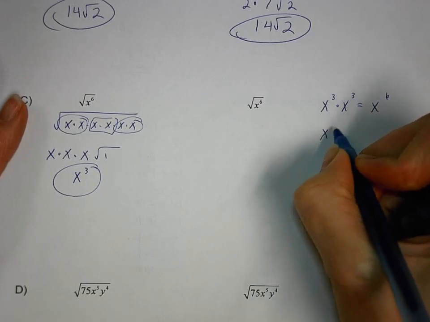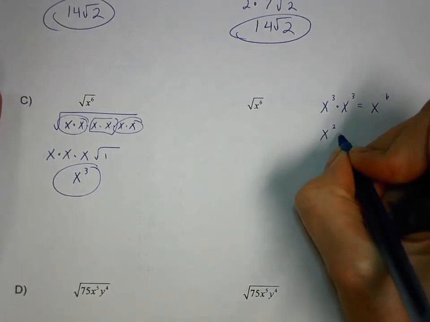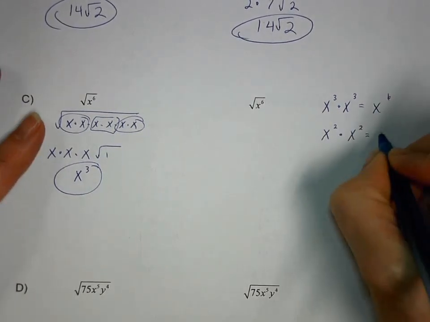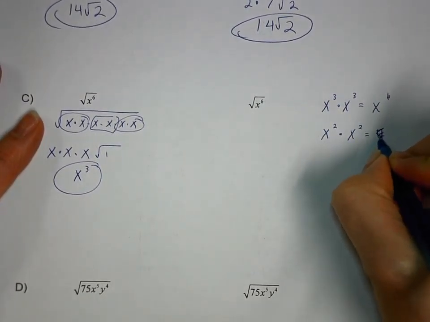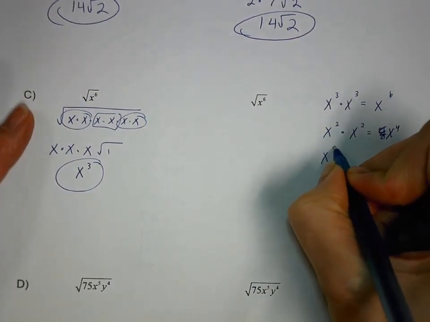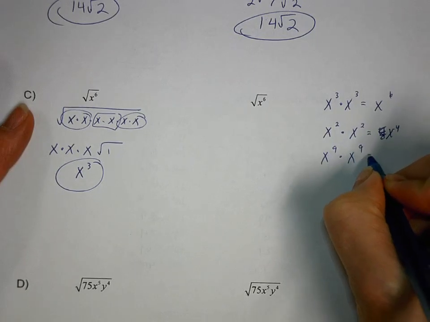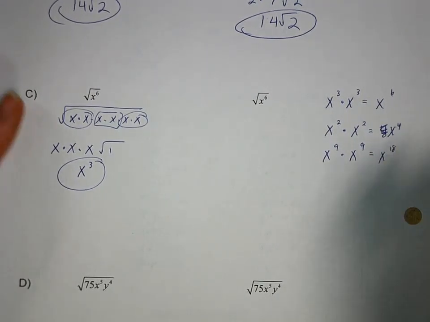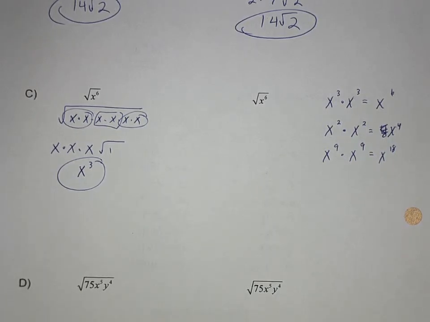Let's do another one here. What is x squared times x squared? x to the 4th. Or how about x to the 9th times x to the 9th? What do you get? x to the 18th. Notice every perfect square here has an even exponent.